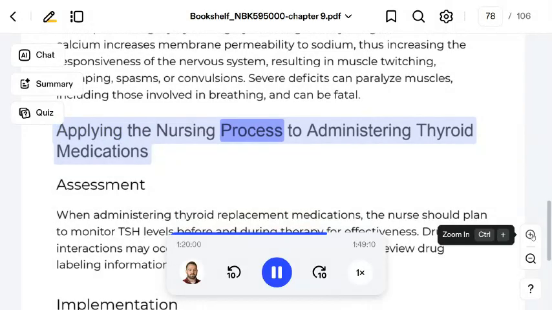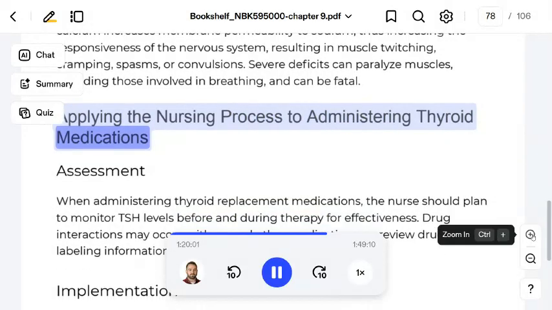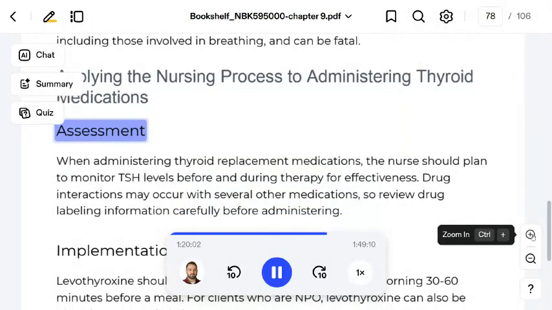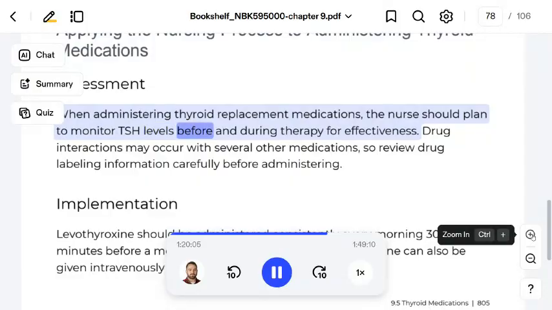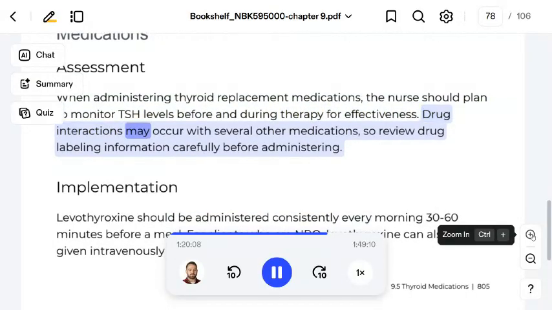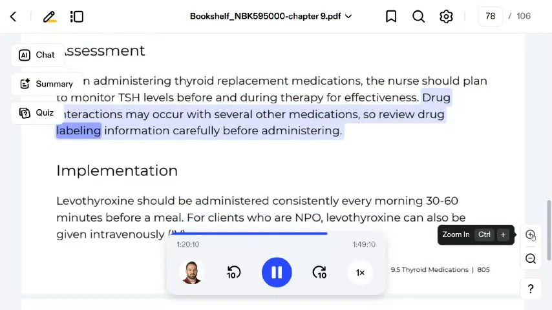Applying the nursing process to administering thyroid medications. Assessment. When administering thyroid replacement medications, the nurse should plan to monitor TSH levels before and during therapy for effectiveness. Drug interactions may occur with several other medications, so review drug labeling information carefully before administering.